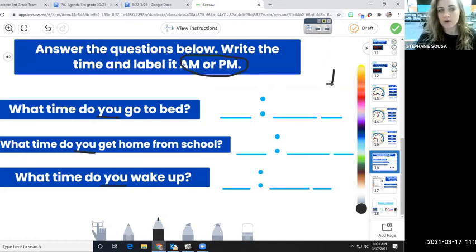For this, I'm going to grade if you understand AM or PM. Okay, I'm not looking for your time. Like some of you might go to bed at 8:30, some of you might go to bed at 9. Your time is fine. I'm looking for, do you understand if that is an AM or a PM time?